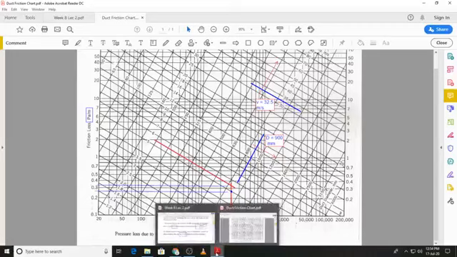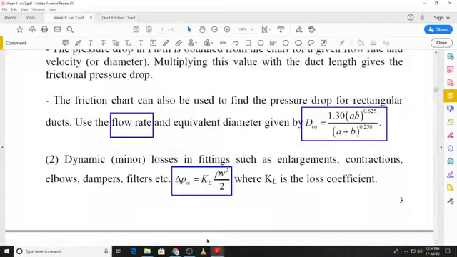So we'll come back to the lecture, and this is the way we will calculate the total pressure drop. First you will find out the friction losses, then you will find out the dynamic losses, add them together, you will get the total pressure drop for the particular duct system that you are analyzing or designing.